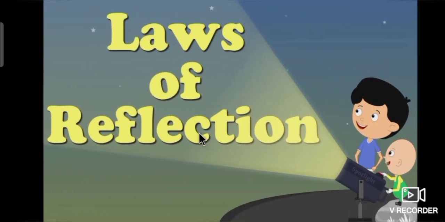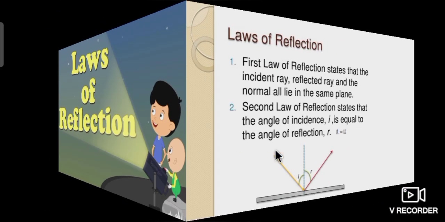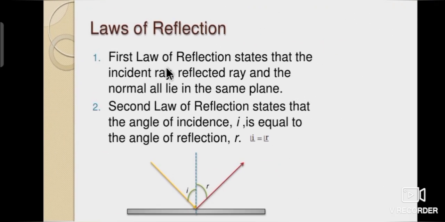Now we are going to study the laws of reflection. The first law of reflection states that the incident ray, reflected ray and the normal all lie in the same plane. See the picture. This is the reflected ray, this is the incident ray, this is the normal. These three lie in the same plane.